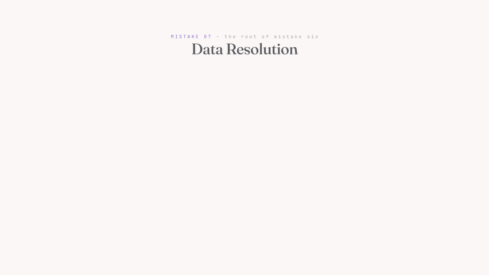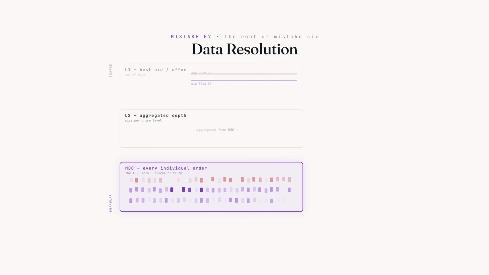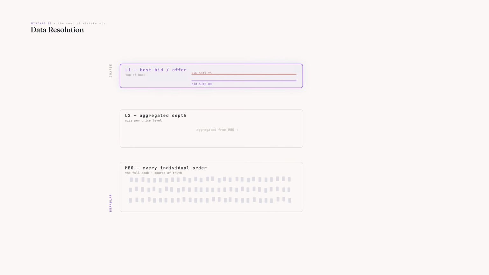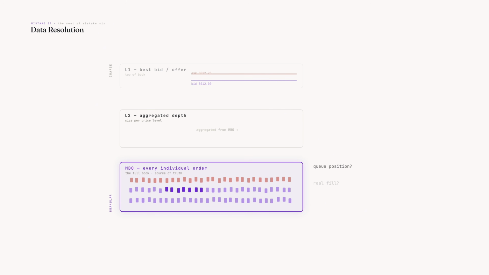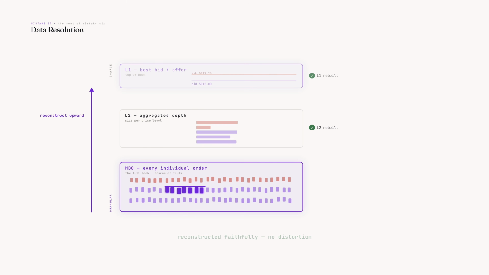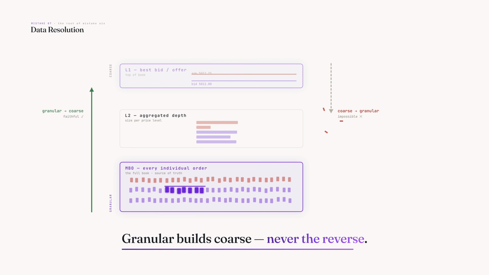Which leads to mistake 7, the root of mistake 6. Testing at a data resolution that can't see the truth. If your backtest runs on top of book, just the best bid and offer, it literally cannot know your queue position or your real fill. You can only see that from order level data, every individual order, the full book. The good news is, you can reconstruct the simpler views from the granular one without distortion. You can't go the other way. Coarse data can't tell you what it never recorded.